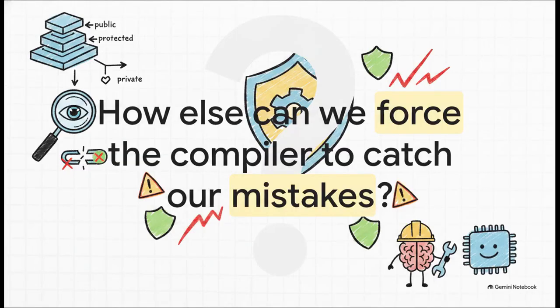So, I'm going to leave you with this thought. If the compiler is smart enough to catch our inheritance mistakes with just a couple of explicit keywords, how else can we structure our future code to force the compiler to act as our ultimate safety net? Remember, the best programmers don't just write code that works, they write code that outright refuses to compile when it's broken. Keep that mindset for your next assignment.